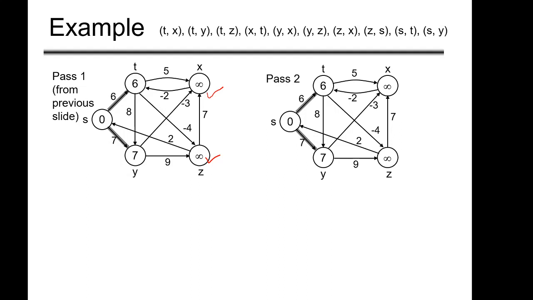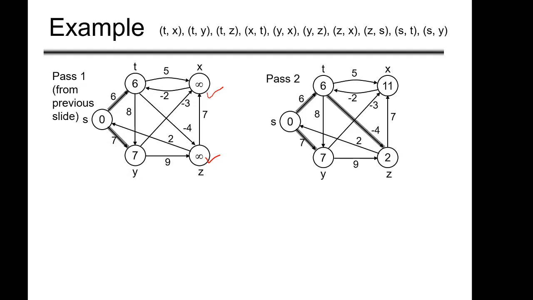In the second pass, we will consider these nodes also, so we will consider T and Y. We will assume that we already have a path from S to T, and we already have a path from S to Y. Now let's see further where we can go. So now we will start exploring.